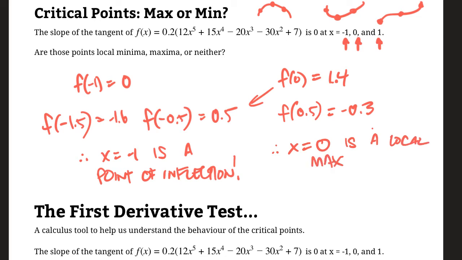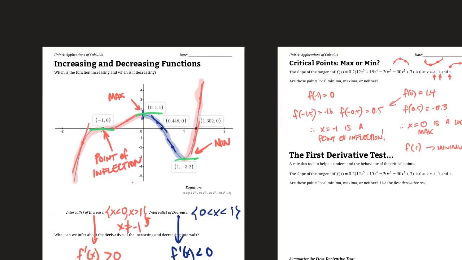So that makes sense. And you could also do the same thing for f at 1. If you do f at 1, you should see that it's a local minimum. So you can plug in a point, say 0.5, which we already have, and maybe 1.5. And you can see that it actually ends up being a minimum, which agrees with our graph over here. We had a local maximum at 0 and a local minimum at 1.